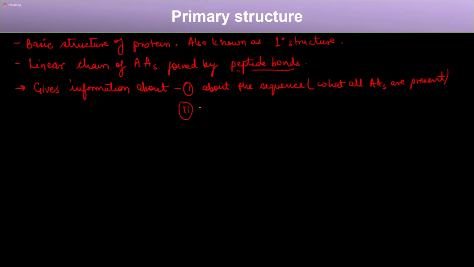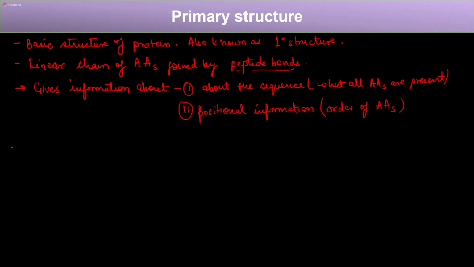The second thing it gives is positional information. What do I mean by positional information? It means the order of amino acids. If someone asks which amino acid is present at the 4th position, or which amino acid is present at the 10th position, then by analyzing the primary structure you can get this information. So the primary structure gives information about the sequence and the positional information.